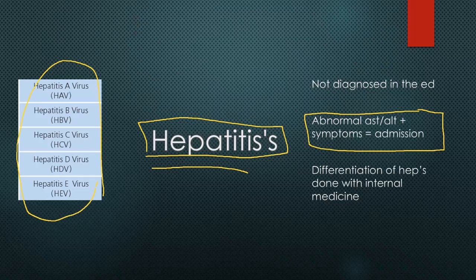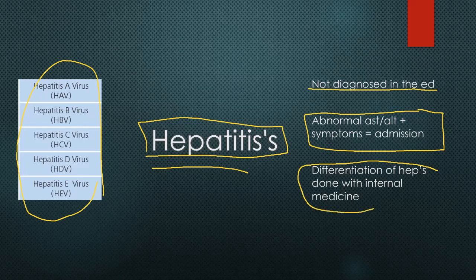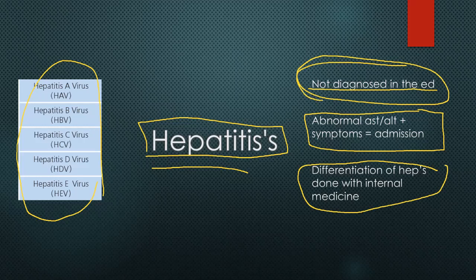However, these are not going to be diagnosed in the ER. As a matter of fact, most of these tests take a couple of days to come back. So the differentiation of hepatitis is not really an ER diagnosis. It's something you can have on your differential. It's something you can even start for internal medicine if you think that needs to start, but it is not something that is done in the emergency department. It's not completed. So I don't think it's worth your time to go through all of the differences.